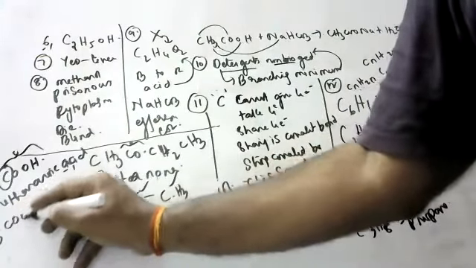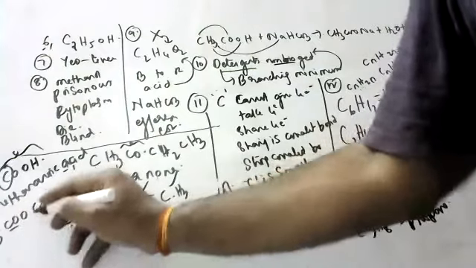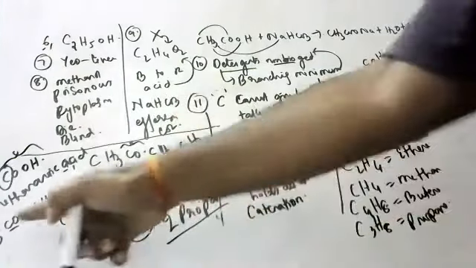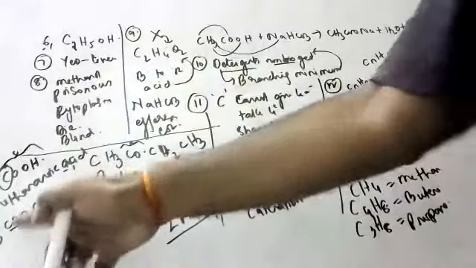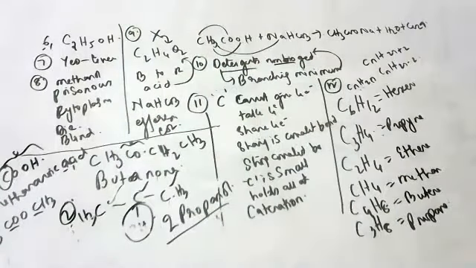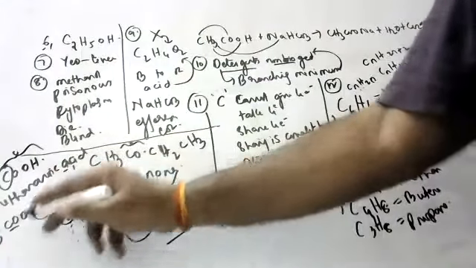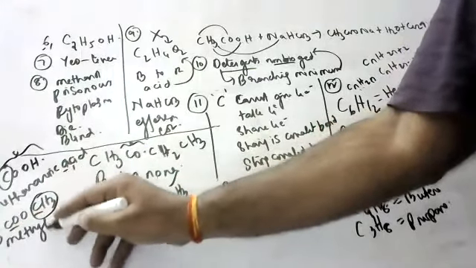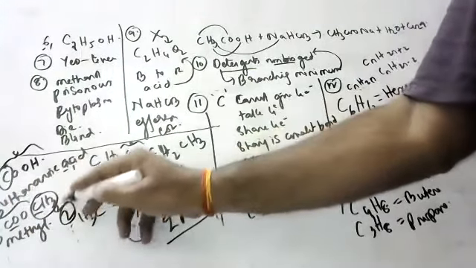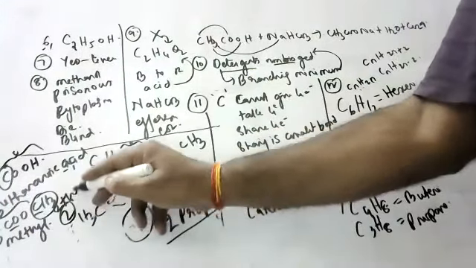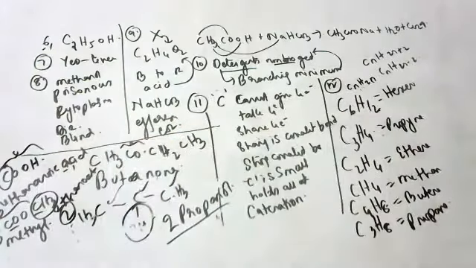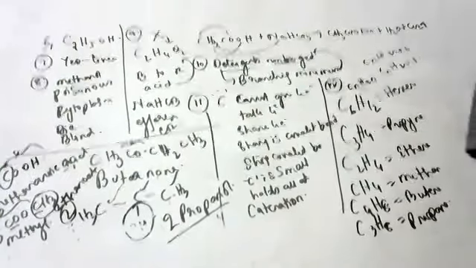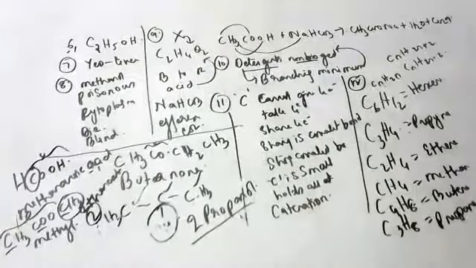Next, CH3COOCH3. 1, 2, 3, three carbons are there, COO is there. Propanoic acid? No, it is an ester. Esters are named first the right side, methyl, and then the left side, ethanoate: methyl ethanoate. What is the name of this compound, children? Methyl ethanoate. Next question.